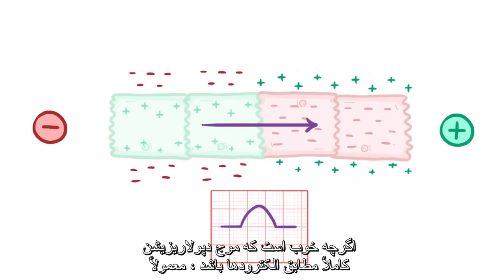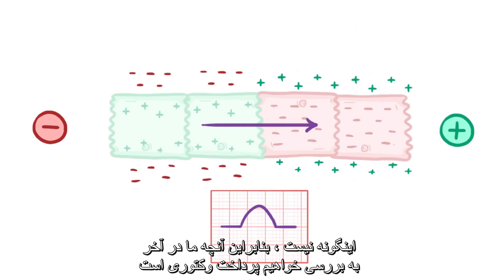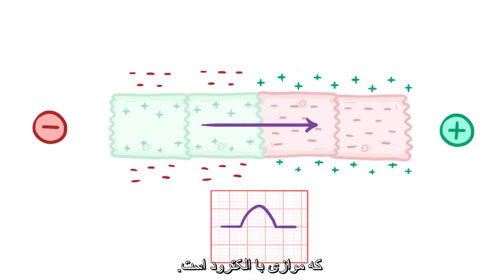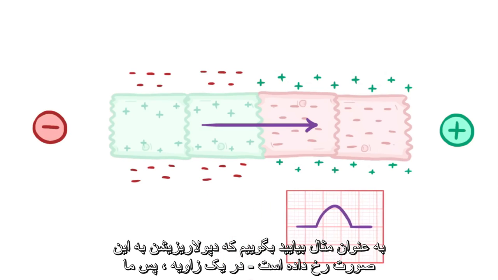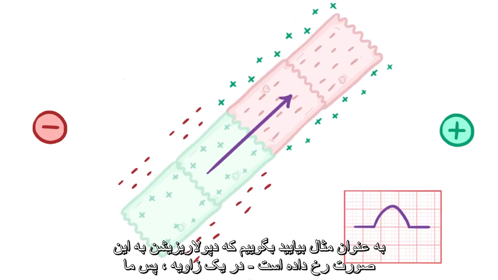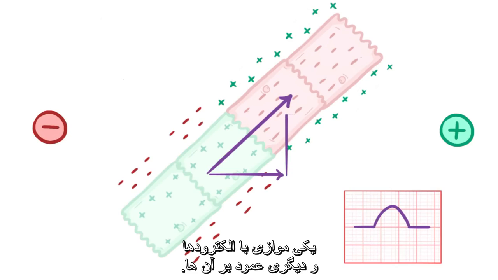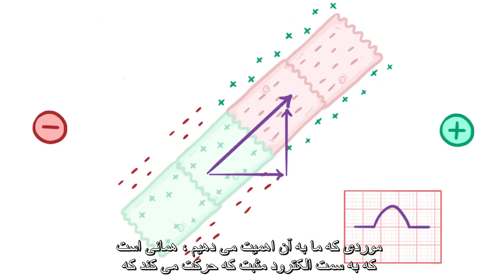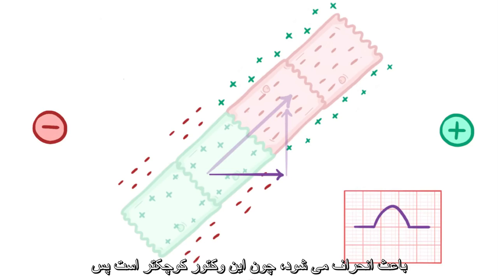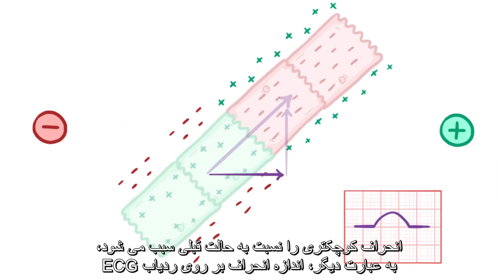Now, even though it'd be nice if the depolarization wave lined up perfectly with the electrodes, usually that's not the case. So what we end up looking at is the vector component that's parallel to the electrode. For example, let's say the depolarization happened this way, at an angle. Then we'd break the vector into two parts, one going parallel with the electrodes and one going perpendicular. The one we care about is the one that's going toward the positive electrode, which causes the deflection. Though since this arrow is shorter, it's going to cause a slightly smaller deflection than previously.